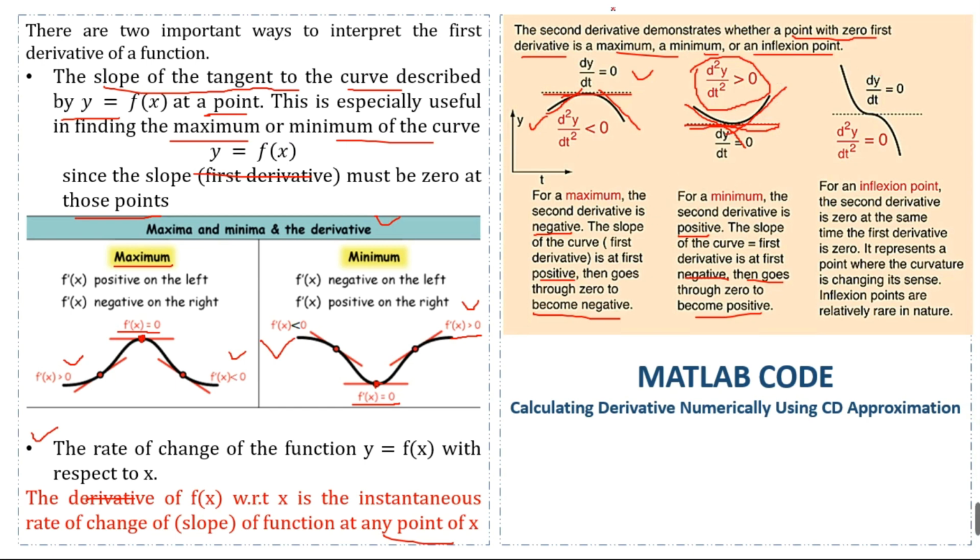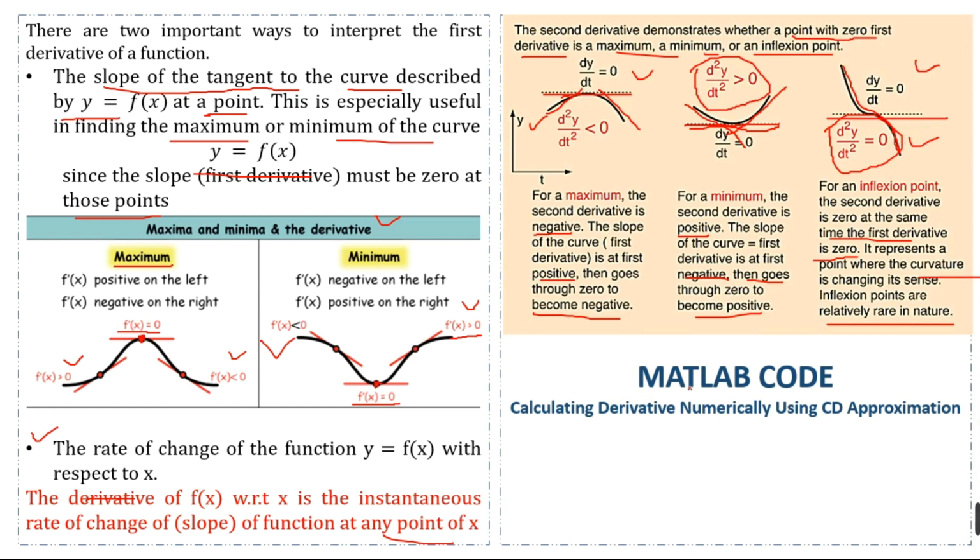Next we have the case where the second derivative is equal to 0, for an inflection point. At the same time the first derivative is 0, so both the first and second derivatives are 0. It represents a point where the curvature is changing. Inflection points are relatively rare in nature. Here we can see that the function's curvature is changing, where the first derivative and second derivative are both 0.